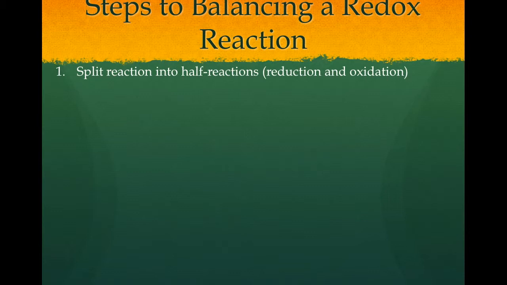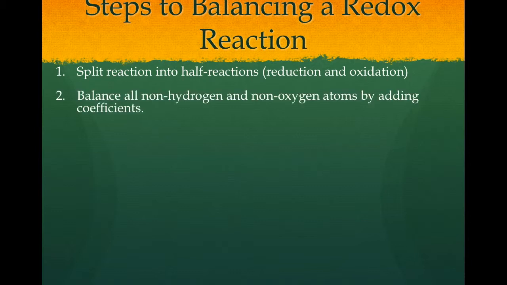Oxidation is going to show an increase in oxidation state, so they will become more positive or less negative, depending on how you want to look at it. And if you are reduced, your oxidation state is going down, so you're becoming less positive or more negative. So we use those oxidation states in order to split the reaction into half reactions.